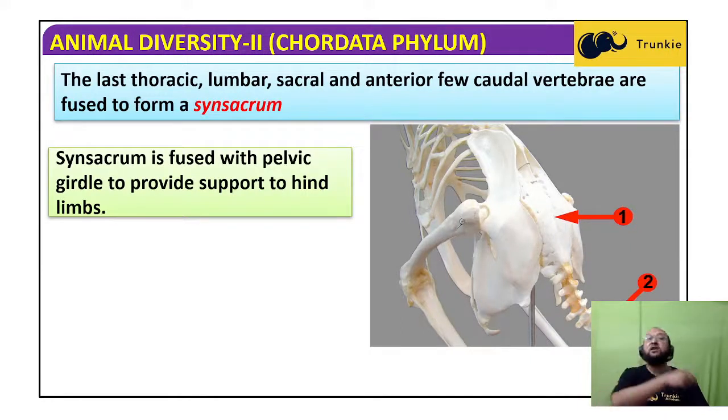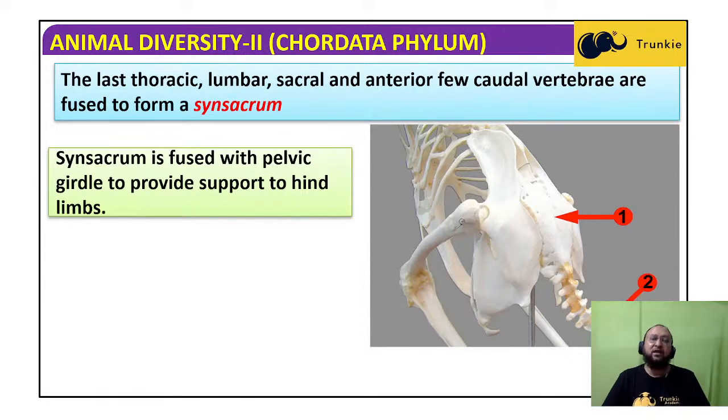Similarly, this is also one of the adaptations to reduce the weight of the bird, by fusing together. Thoracic, lumbar, and sacral bodies. You know that right after the skull, the first vertebrae are called cervical vertebrae. The different names of the vertebrae: cervical, thoracic, lumbar, sacral, etc.